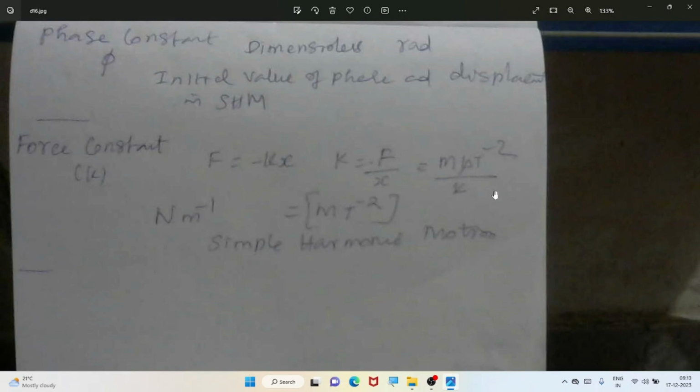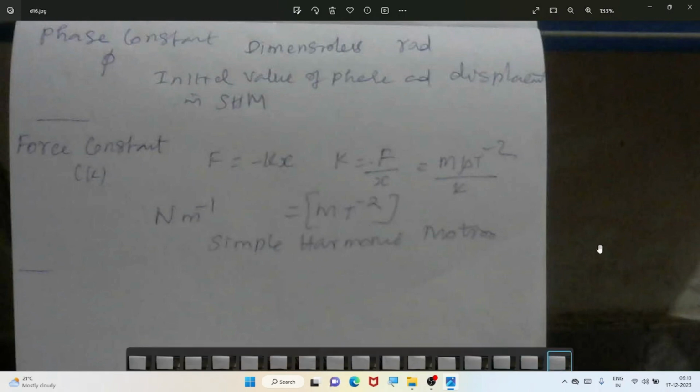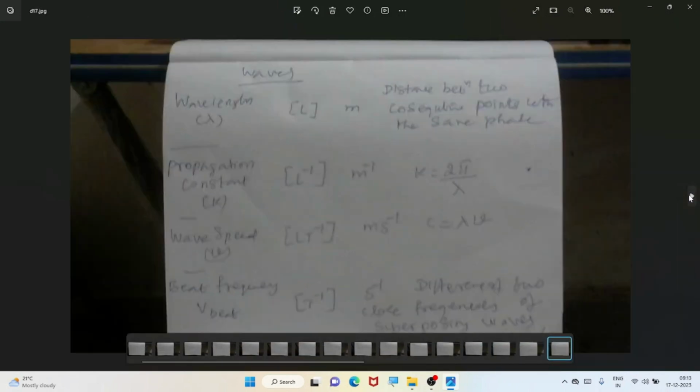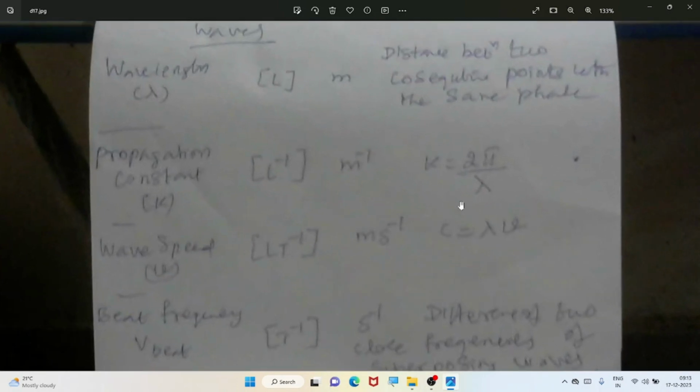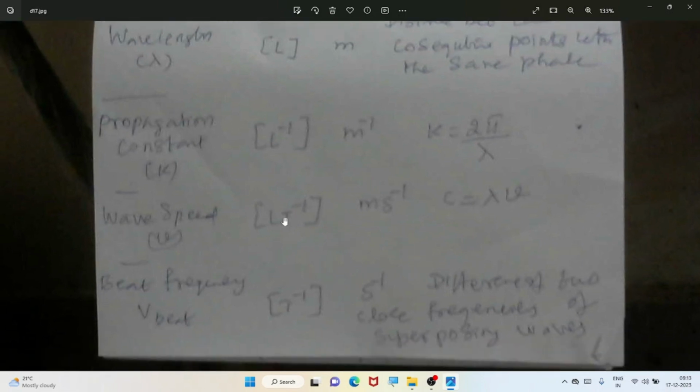Force is MLT power minus 2, x is L. Wavelength in meters, that is lambda, L meters. Propagation constant, per meter, M power minus 1. Wave speed, that is LT minus 1, like velocity. Wave frequency T power minus 1.